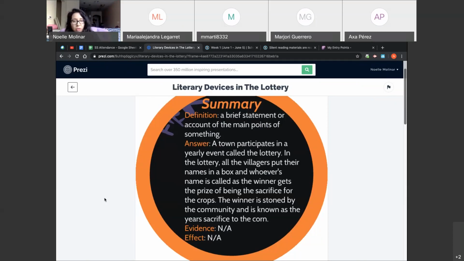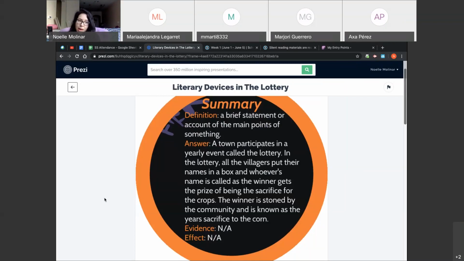The winner is stoned by the community, so that's why they have those stones, they throw them at the person, and is known as the year's sacrifice to the corn. So in this case, evidence is throughout. They put NA, but I disagree with that. It's throughout the whole thing. And I think the effect could also be, now I have an idea about the story. So if somebody said, hey friend, what did you do today in class? You could say, oh, I read a story called The Lottery. And they say, well, what's it about? You give them a summary, and that way they have a better idea of the main points of this story.